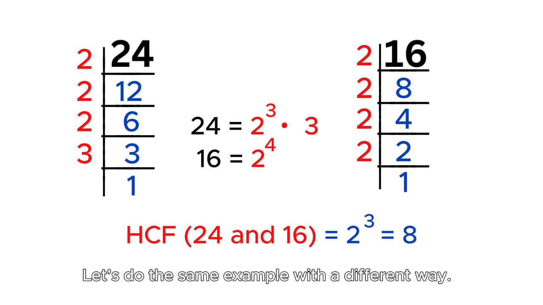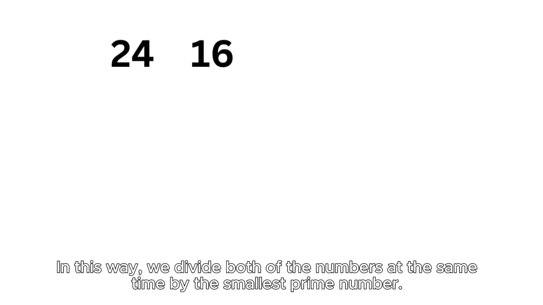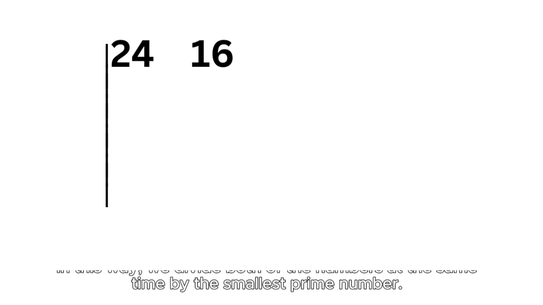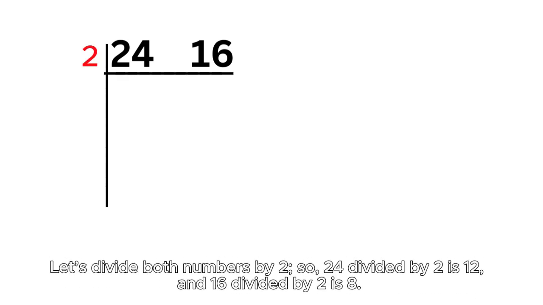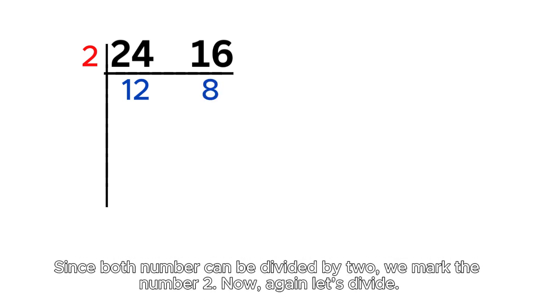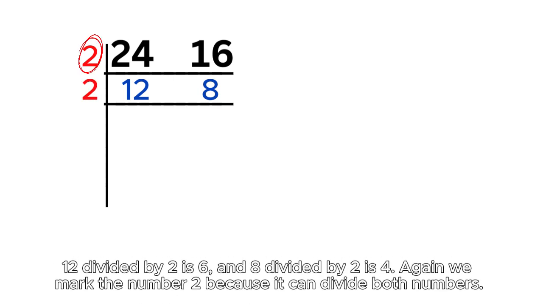Let's do the same example in a different way. In this way, we divide both of the numbers at the same time by the smallest prime number. If the smallest prime number can divide both numbers, then we should mark or circle the divisor prime number. Let's divide both numbers by 2. So 24 divided by 2 is 12, and 16 divided by 2 is 8. Since both numbers can be divided by 2, we mark the number 2. Now, again, let's divide. 12 divided by 2 is 6, and 8 divided by 2 is 4.